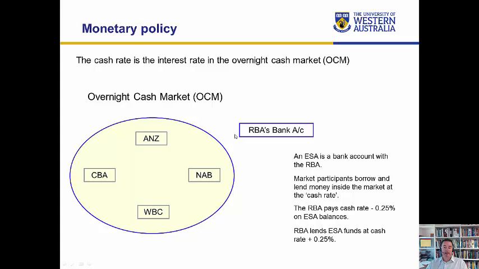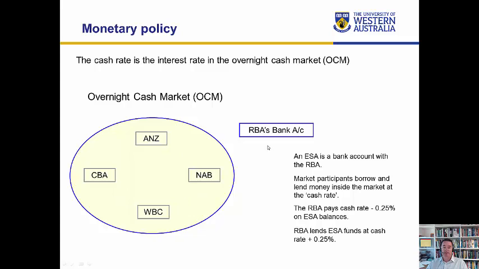The Reserve Bank has a bank account as well so that they can trade money with these banks. So for example, prior to or just during the GFC, the Reserve Bank injected huge amounts of liquidity in this market. And they took the amount of money in this market from around 750 million to close to $8 billion. And that was the Reserve Bank actually injecting money into the ESAs of these banks.